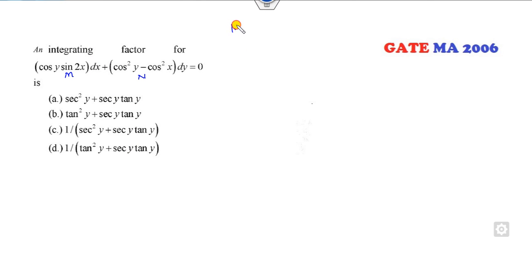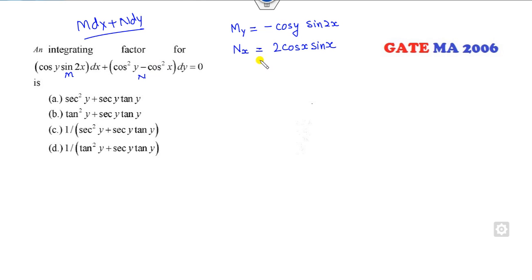So firstly you can find ∂M/∂y. What is it? Minus cos y sine 2x. Whenever you think about M dx plus N dy, always start from here. You will get very little time. What is that? It's 2 cos x. Cos will be the minus sign, so minus minus plus sign. So I can write this as sine 2x, which are not the same. So either you can start from here or you can start from here.